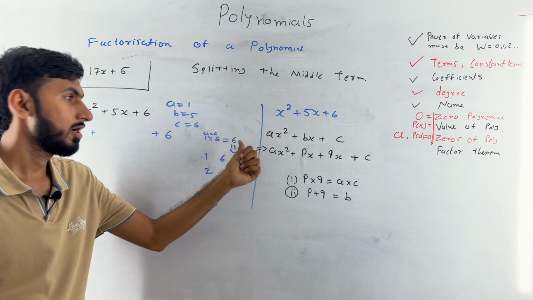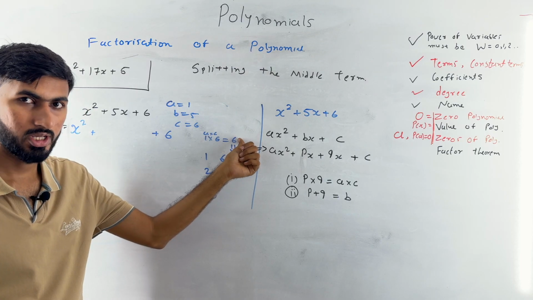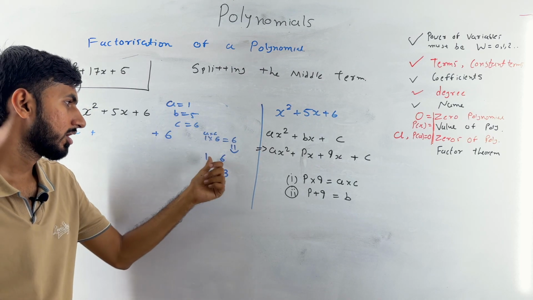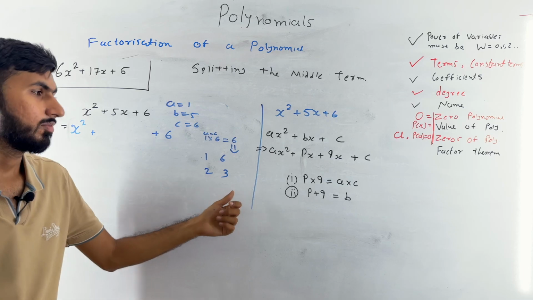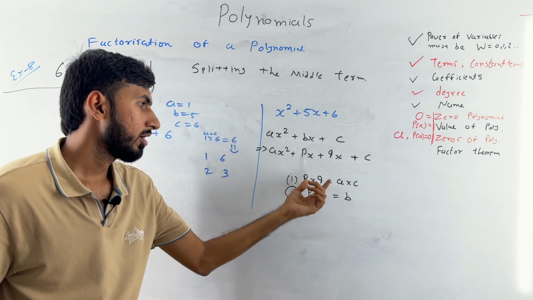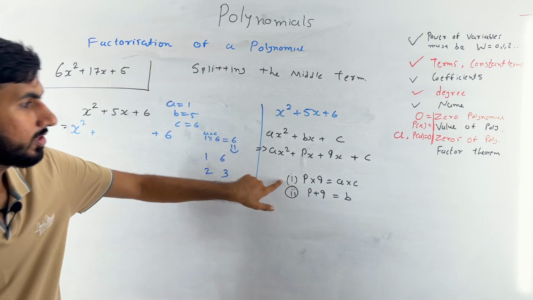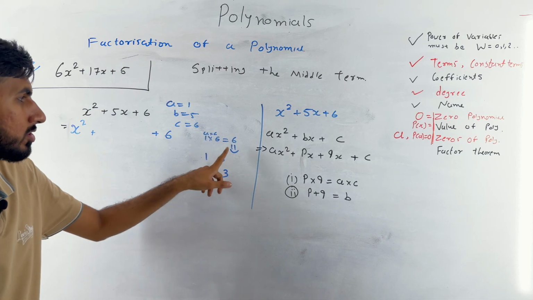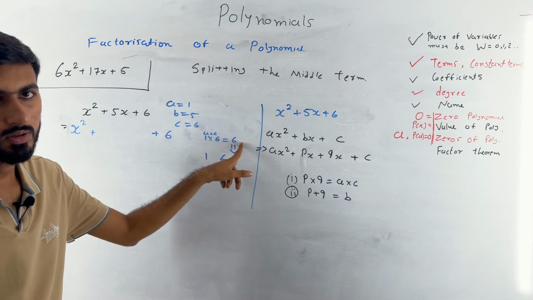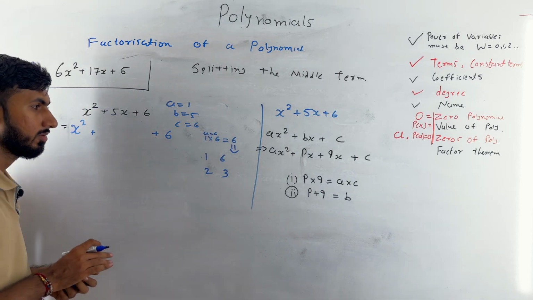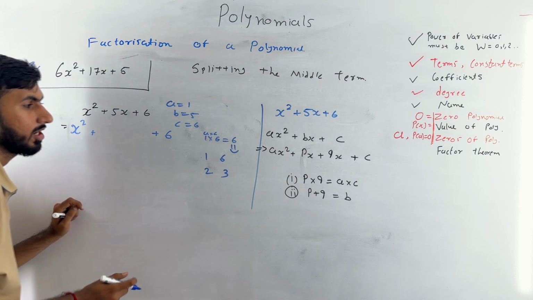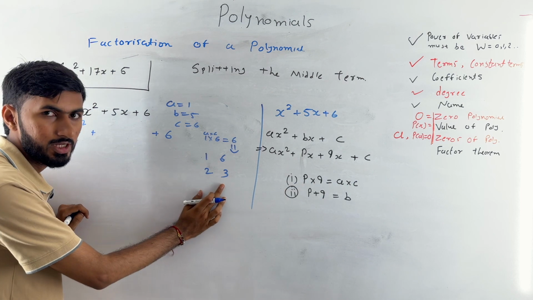Now you have to find the factors of that a multiply c, right? So the factors of 6 are 1 and 6, 2 and 3. Because I have to fulfill this criteria, I just have to use the factors of 6. I don't have any other method to fulfill this criteria. Now 1 multiply 6 and 2 multiply 3.